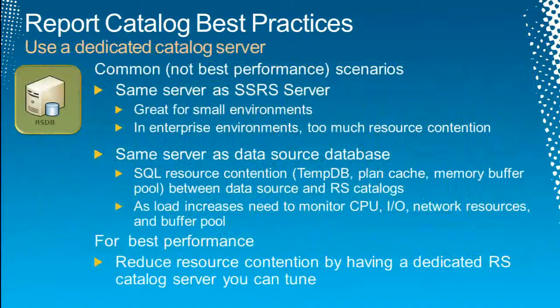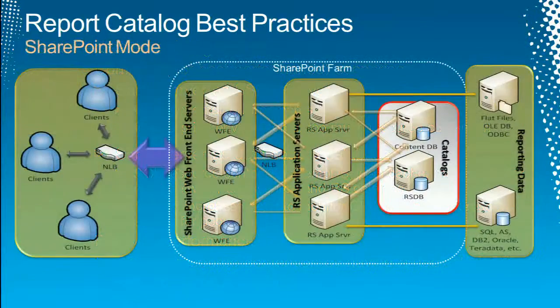This slide we've already talked about basically. There's a couple of common scenarios other than having a dedicated catalog server. One is to put the RS server and the catalog server on the same server instead of splitting them out. The other is to have the RS catalog and RS TempDB on the same server as your data sources. Both of those will cause contention as you get more concurrency and need to scale them out. The best way is to have a dedicated catalog server. And by the way, you cannot separate the TempDB and RS catalog. They have to be on the same server.